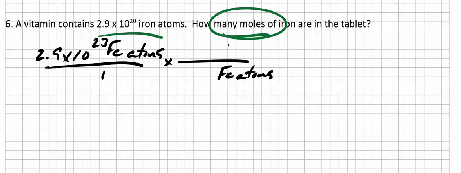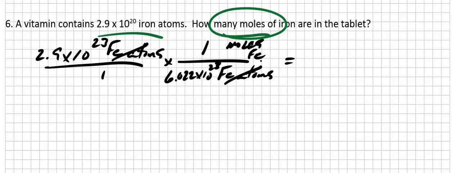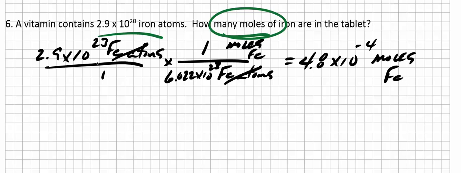And on top, I'm looking for moles. So I have moles of iron right there. Notice this time, the number 6.022 times 10 to the 23rd goes on the bottom. This cancels with this, and I'm going to be left with moles of iron. I'm going to divide these two, and when I do that, I get this number. 4.8 times 10 to the negative 4th, and that's moles of iron. 2 significant digits here, 2 significant digits here. I should have 2 significant digits there.